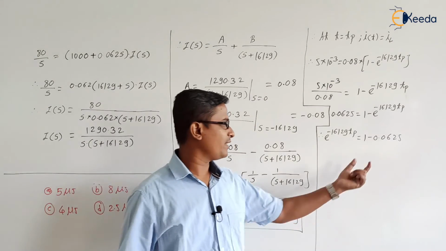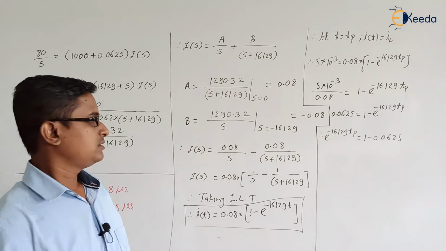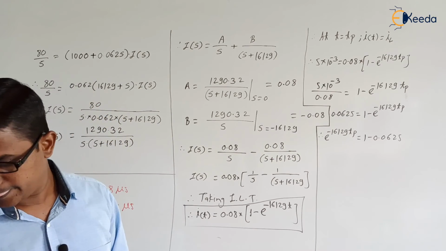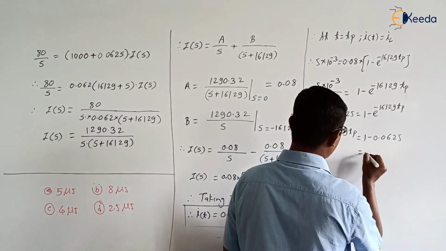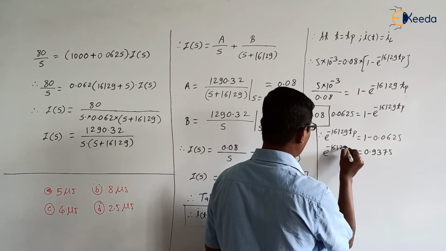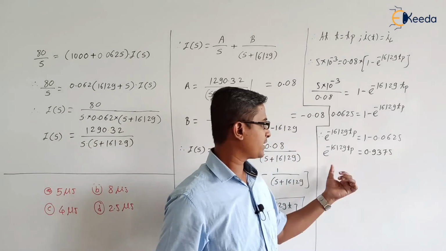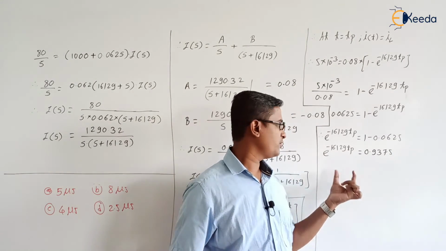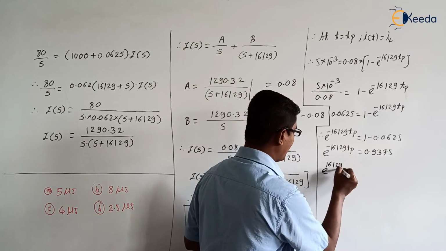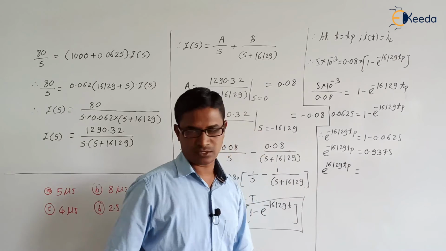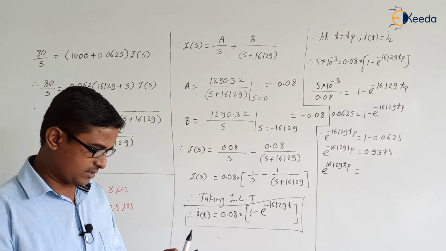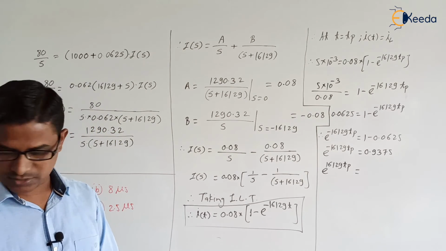Further, after finding this term we can take the inverse. So it is 1 minus 0.0625, so 0.9375. This is e to the power minus 16129 into Tp. Further how to simplify? Take the inverse on both sides. The inverse of e to the power minus x is e to the power x. So e to the power 16129 into Tp is equal to the inverse of this term. What is the inverse of 0.9375? It is 1.06666.